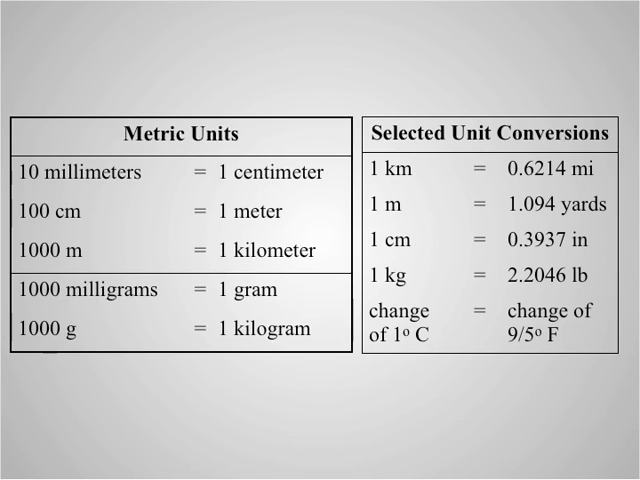These are not as intuitive to most Americans, so you see some conversions here to give you an idea of how large they are. A kilometer is a little bit more than half of a mile. A kilogram is a little over 2 pounds. And a change of 1 degree Celsius amounts to almost a change of 2 degrees Fahrenheit.